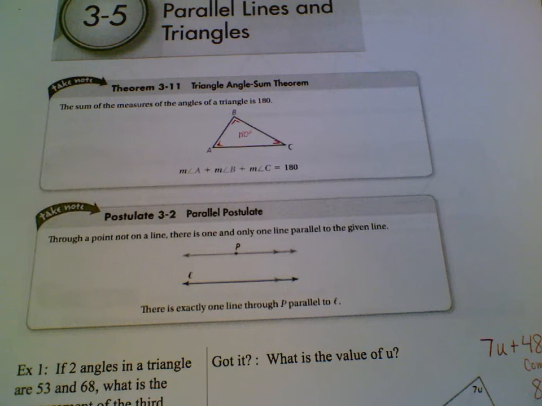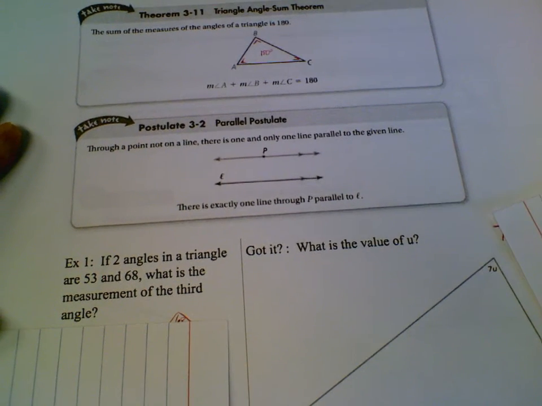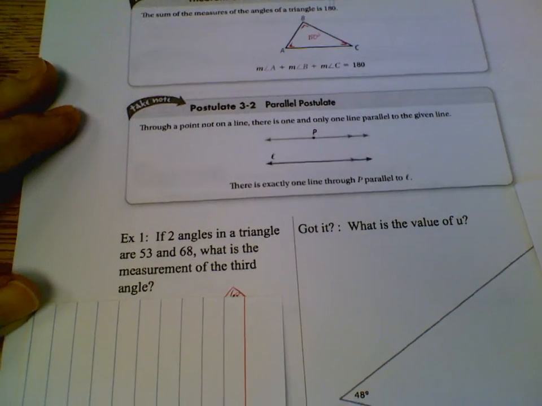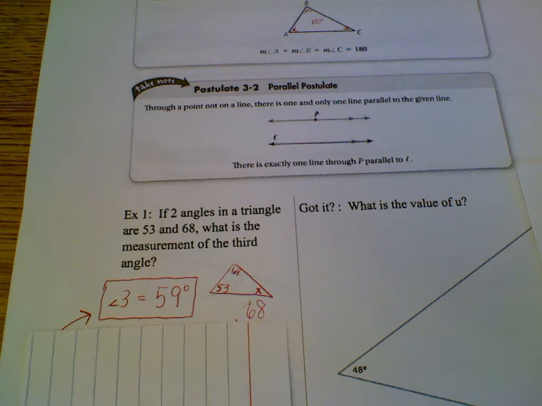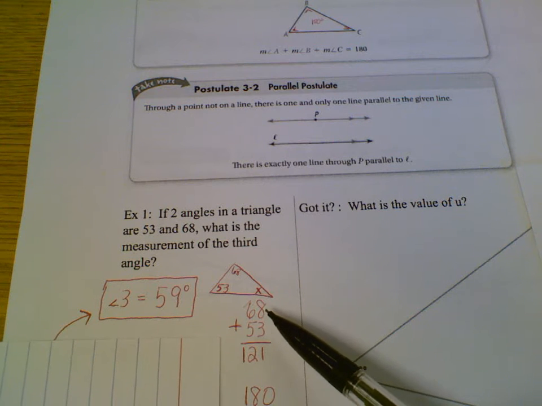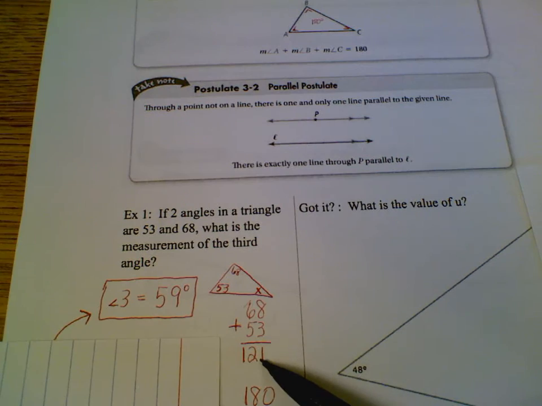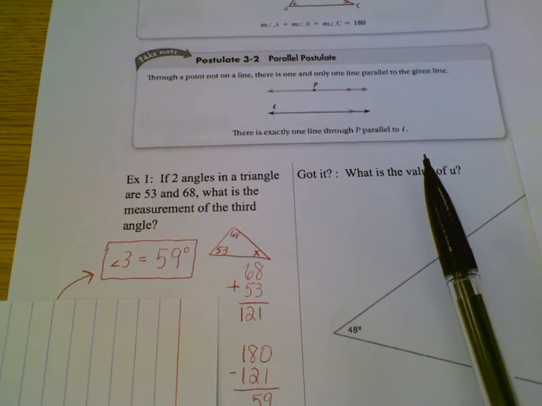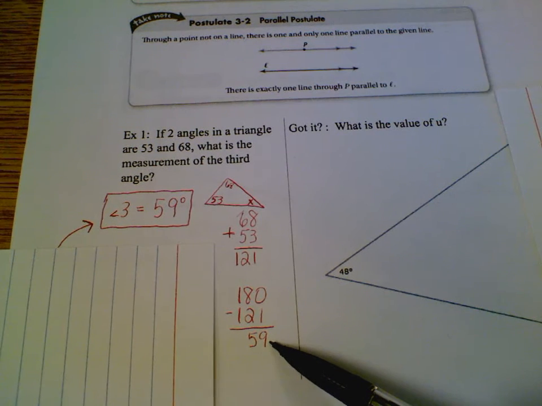This first example is asking, if I have two angles in a triangle that are 53 and 68, what is the measurement of the third? So if I were to draw this out, my triangle would look like this. You could just do some mental math and figure it out. So I could add 68 and 53 if I wanted to, and then I know that all three of them have to add to 180, so I could subtract it from 180 and get 59.